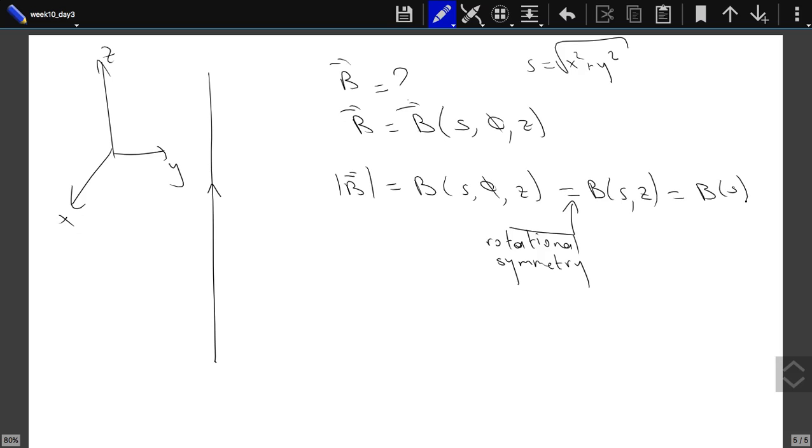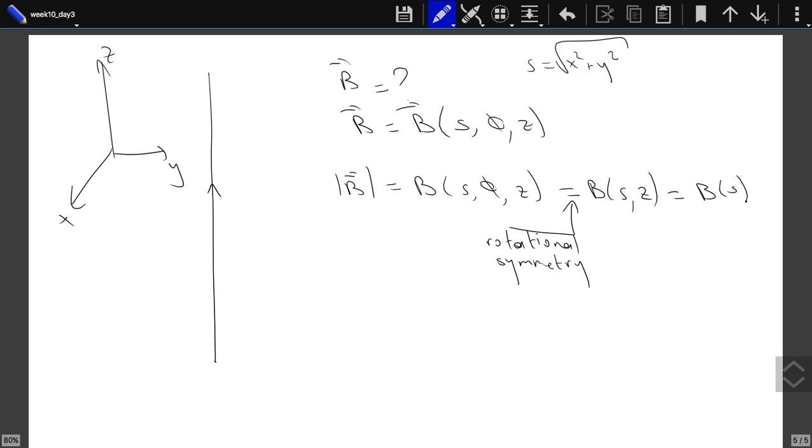Now let's consider the direction of B. Again, nothing should change if I rotate my system. So that leaves me with only two possibilities. Either B is in the radial, in the S direction, pointing away from my wire, but we know that B field cannot start from a point. Or there should be just rings around my wire. So since they cannot be radially out from my wire, the only possibility is that it should be rings around my wire.